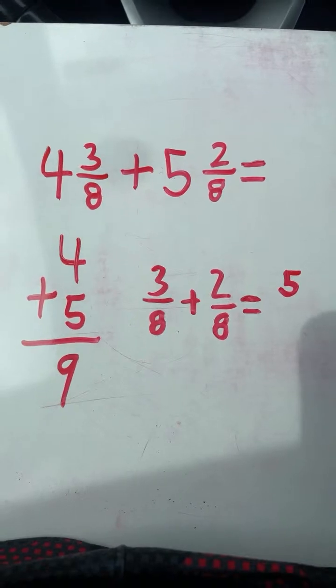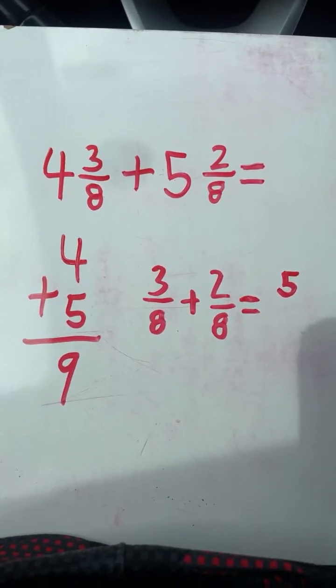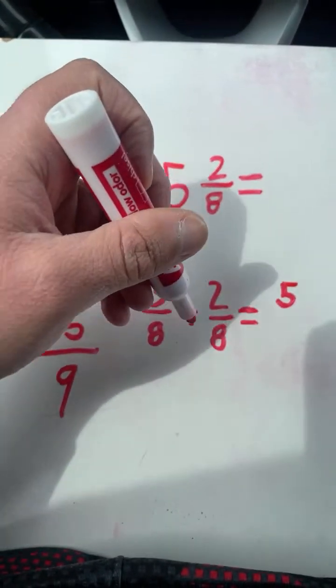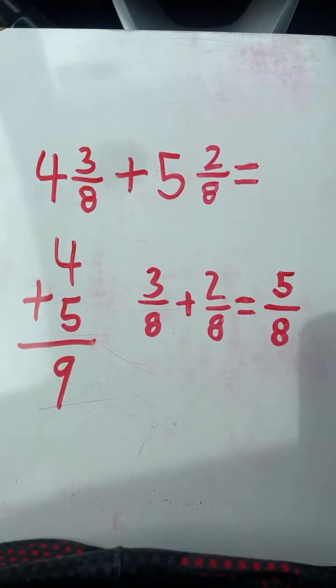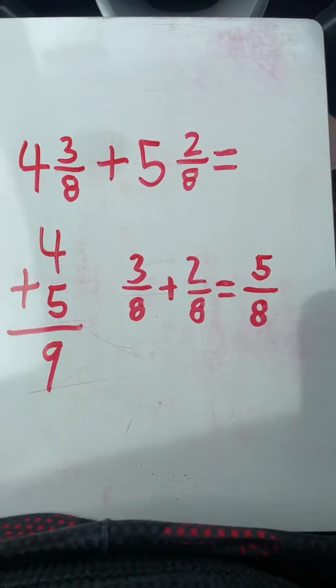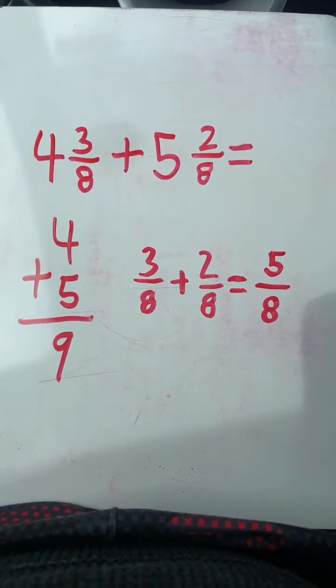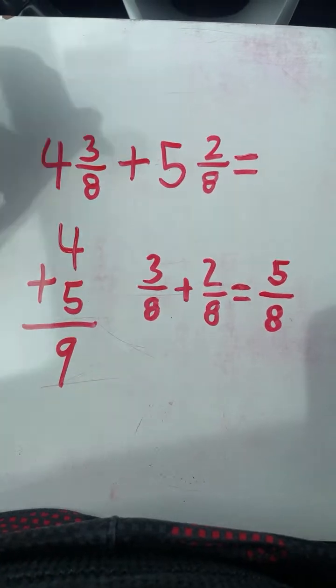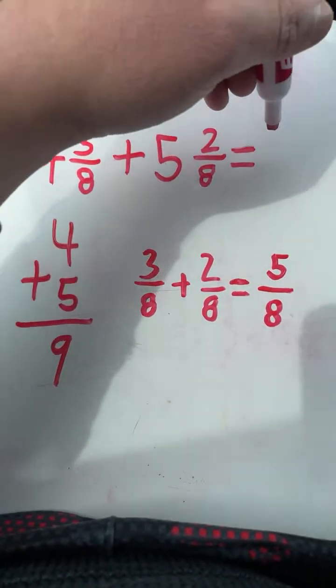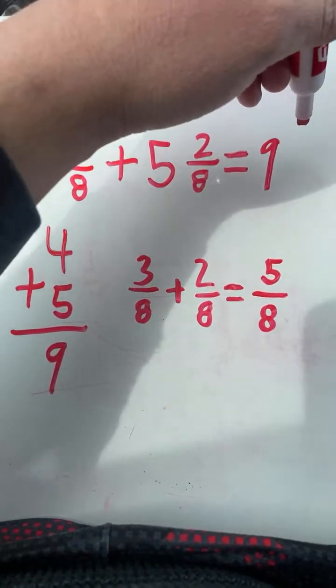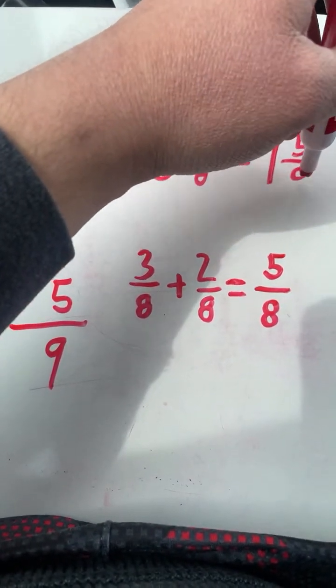Now because our denominator in both of these fractions is 8, 8 is going to be the denominator in our answer. So 3/8 plus 2/8 equals 5/8. So we have our final answer. 4 3/8 plus 5 2/8 equals 9 5/8.